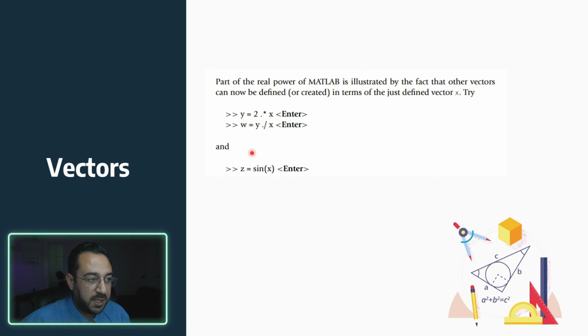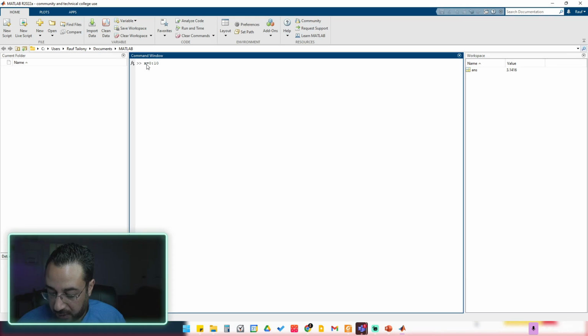Now, let's try to say y equals 2. Trying to write it down again so that I can show it to you. I believe you are typing in now y equals 2 multiplied by x. Then you define another parameter saying w equals y divided by x. And that dot, I'm going to explain it to you shortly. Then you have z equals sine of x and hit enter. Now let's do that together. I will go back. Okay.